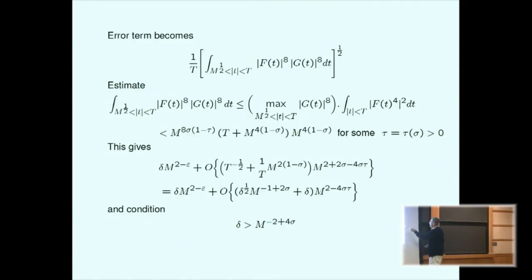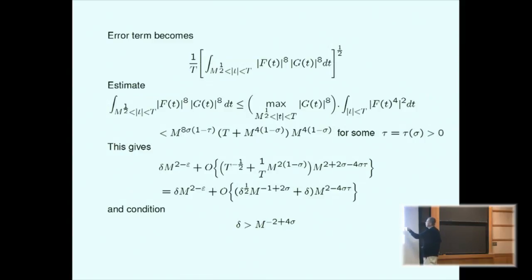The contribution of that here is going to be T, which is the length of the interval, times m to the power 4 times 1 minus sigma, which is the size of the support of ft to the 4th. So ft is m to the 1 minus sigma, take the 4th power, you get m to the 4 times 1 minus sigma, times the L2 norm squared, which is m to the 4 times 1 minus sigma. So the role of this sigma is to get these two terms, for instance, comparable. Before I would have n to the 4th, and n to the 4th is too large. So what I'm doing is bringing this down by the sigma.